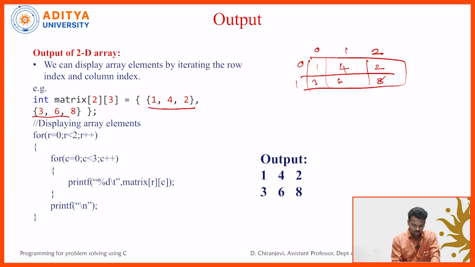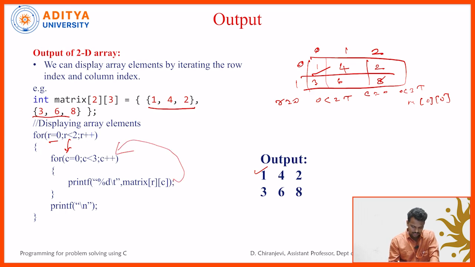Okay. Now your row value you got 0 and that is 0 less than 2, this is true. So control will transfer to here. So C value here you got 0. C 0 less than 3, this is true. So you will simply print matrix 0 0. So matrix 0 0 value is 1, so 1 will be displayed. After that, after printing, update C++. So C value became 1, 1 less than 3, this is true.